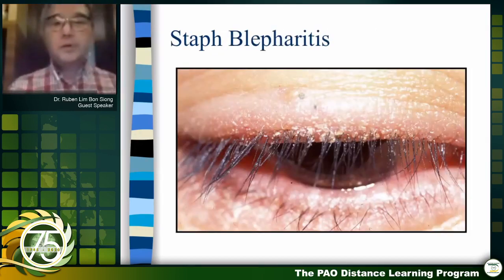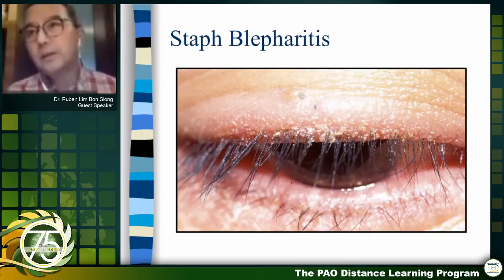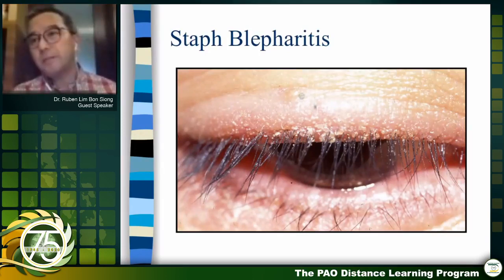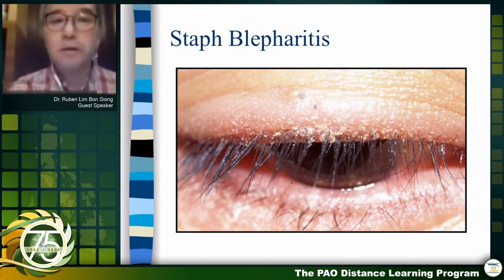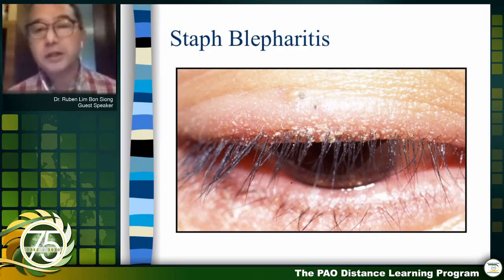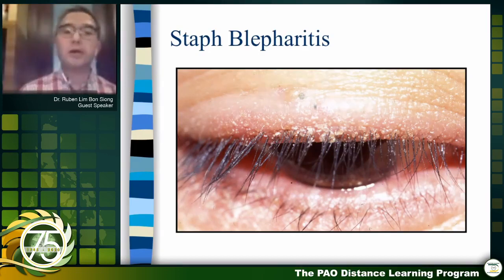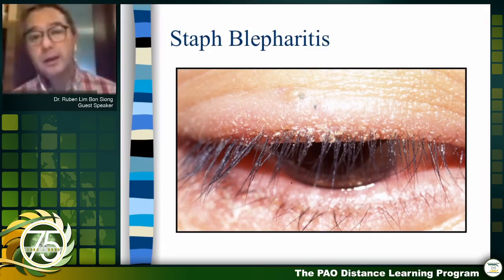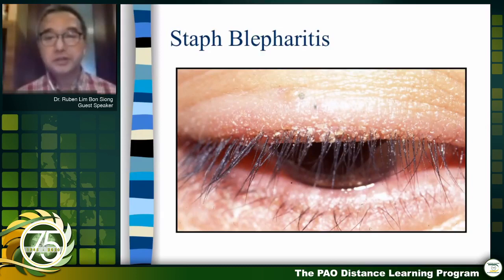Okay, so what would patients complain of? Patients might contact you for a teleconsult, and what do you ask? What will they say that will make you think this is staph blepharitis? You know that the affectation is at the lid margin, at the base of the lashes. So patients may complain of redness at the base of the lashes, burning sensations, especially on waking up in the morning. They have some crusting and discharge.